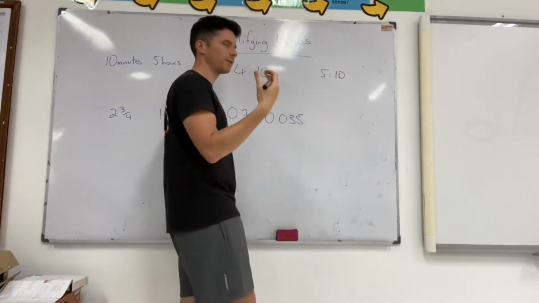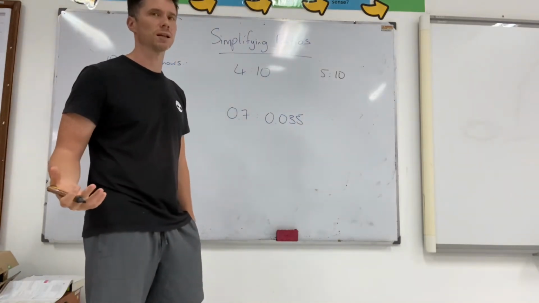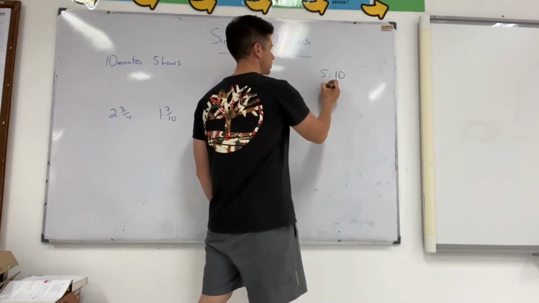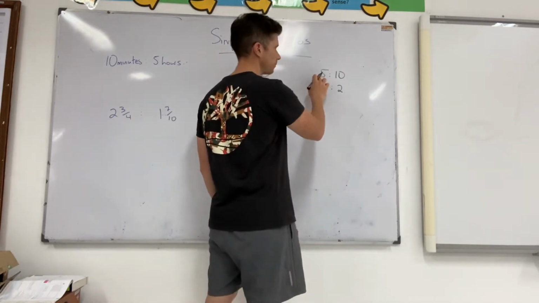So if someone got 5 parts of a prize versus someone else getting 10 parts of the prize, what's the simplest way of saying that? Well, one person gets double what the other person gets. So you could say that's the same as the ratio 1 to 2. How can I get from here to here?